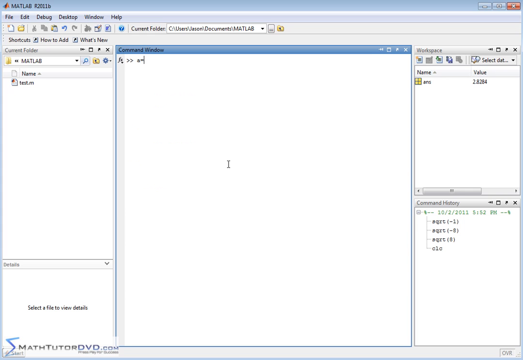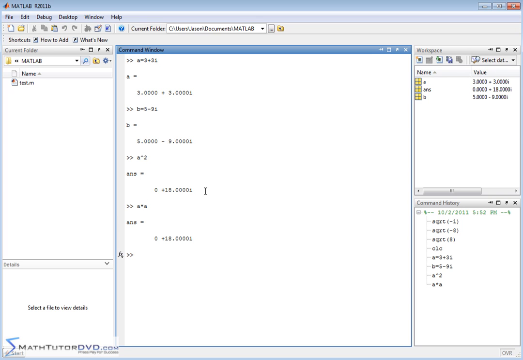And we also said, of course, you can assign variables, a equals 3 plus 3i. We could do a variable b, let's call it 5 minus 9i. In addition to adding, subtracting, multiplying and dividing these complex numbers, we can raise them to powers. We could say a to the power of 2, a squared. That's going to be like taking a times a. We'll do a squared and we'll get the answer 18i, and I'll go ahead and compute manually a times a, which is this complex number there.